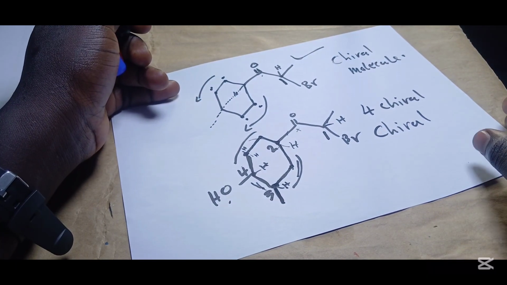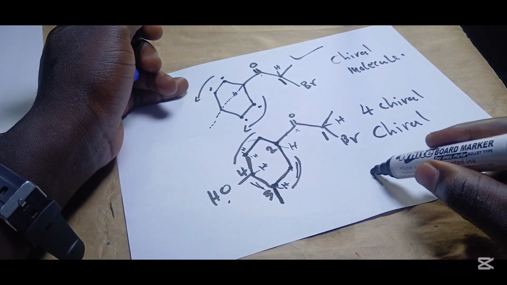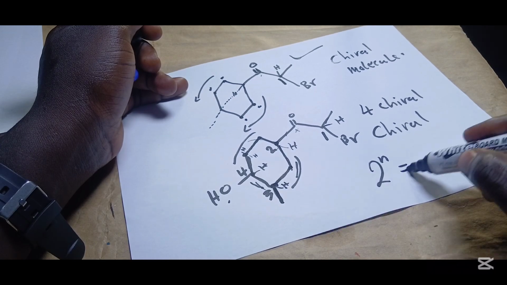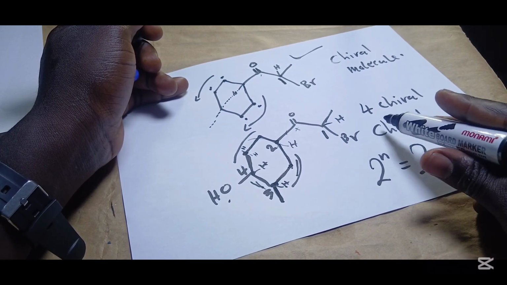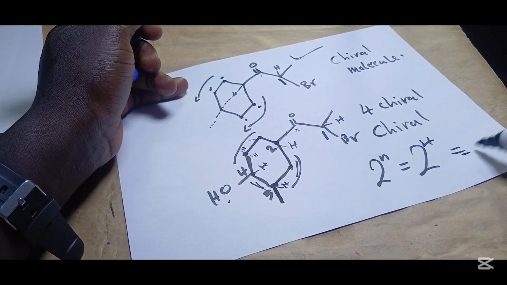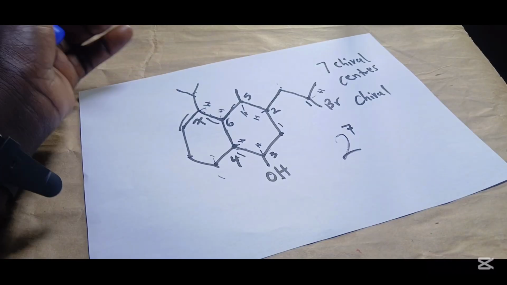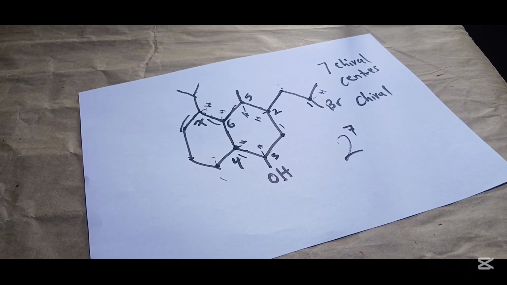The maximum number of potential stereoisomers is 2 to the power n, where n is the total number of chiral centers. In this case, we have 4. Then you evaluate it. Well, that is it for this video. Feel free to check my playlist on stereochemistry. The next video will be looking at the R and S configuration, Fischer projections, and a whole lot of stuff.